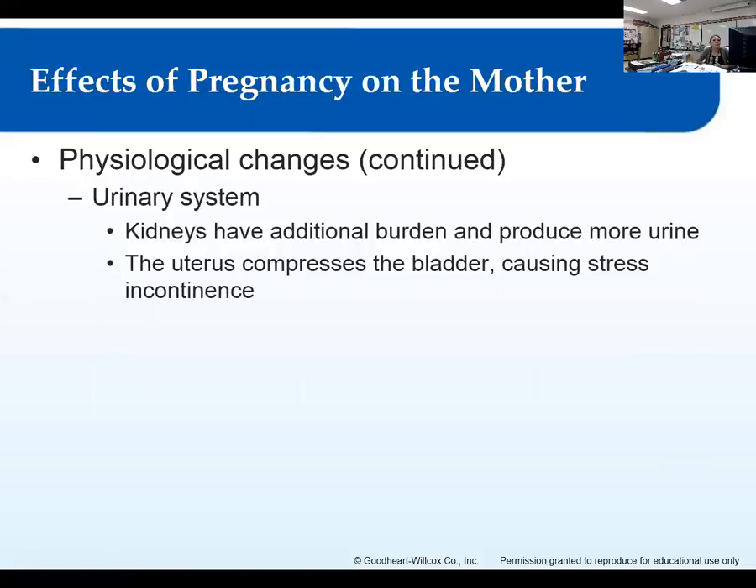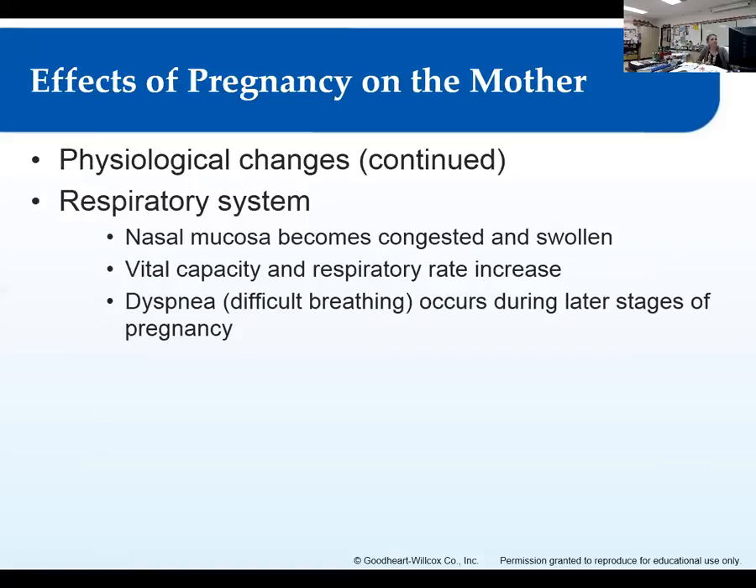Urinary system, kidneys have extra burden, so producing more urine because there's more blood flow. And there's more waste because there's waste coming from the baby as well. Also, the uterus compresses the bladder that causes stress incontinence. So sneezing, coughing, whatever, those kind of things can cause incontinence because the bladder's already being pushed on by the uterus. The respiratory system, nasal mucosa becomes congested and swollen.